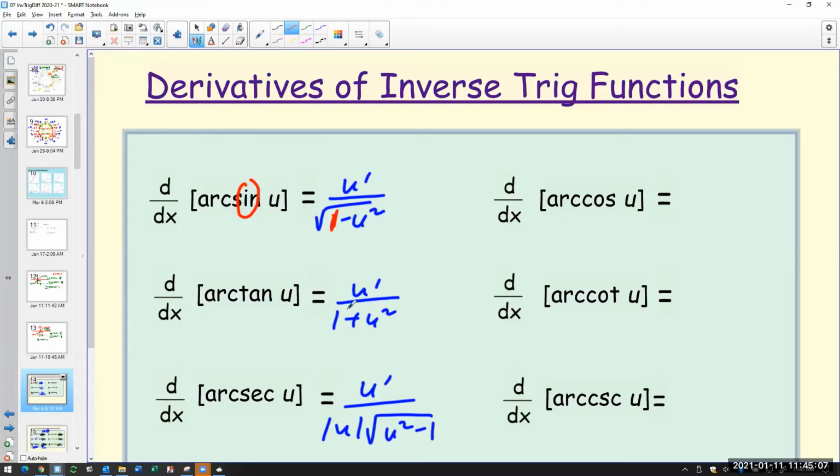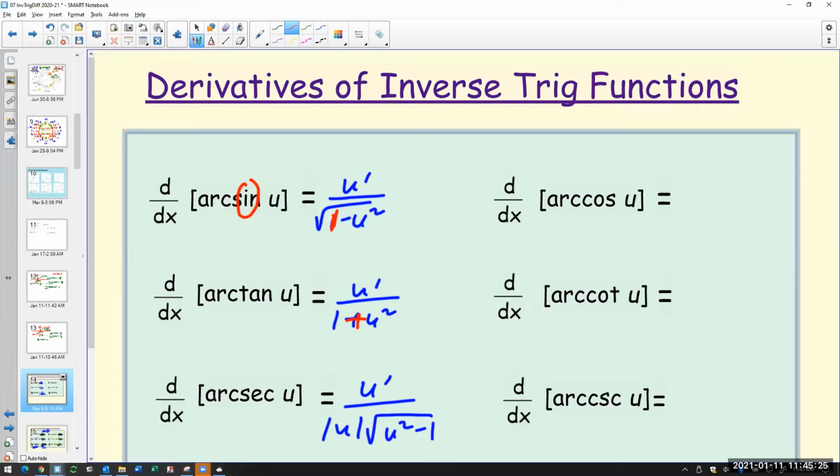Arctangent doesn't have a square root because it's a plus sign. Anytime you have a minus sign, you have a square root. But see this plus sign right here? You have to kind of use your imagination. There it is. It shows up again there. Okay? So arctangent has a plus. Arc sine starts with a 1, but it's a minus.